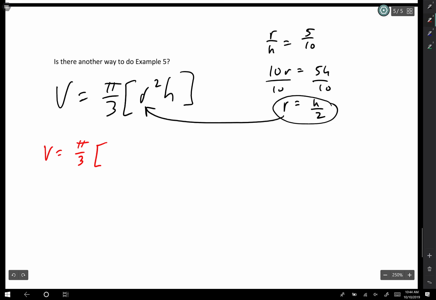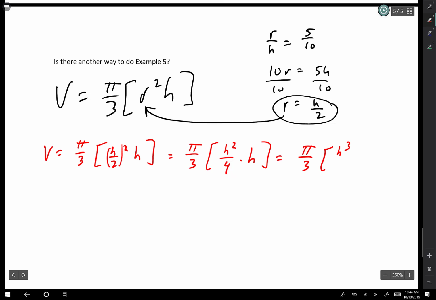So look, here we go. I'm not taking the derivative yet. I'm going to write h over 2, close it, squared, because that's what r is, times h. So pi over 3. h times h is h squared. 2 times 2 is 4. h squared over 4 times h. And look, I haven't taken any derivatives yet. And h cubed over 4. Finally, let's just simplify this. Pi over 12 h cubed.